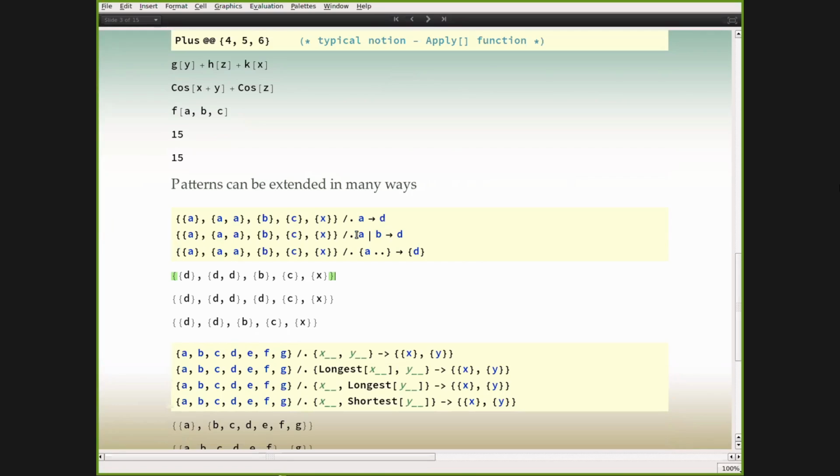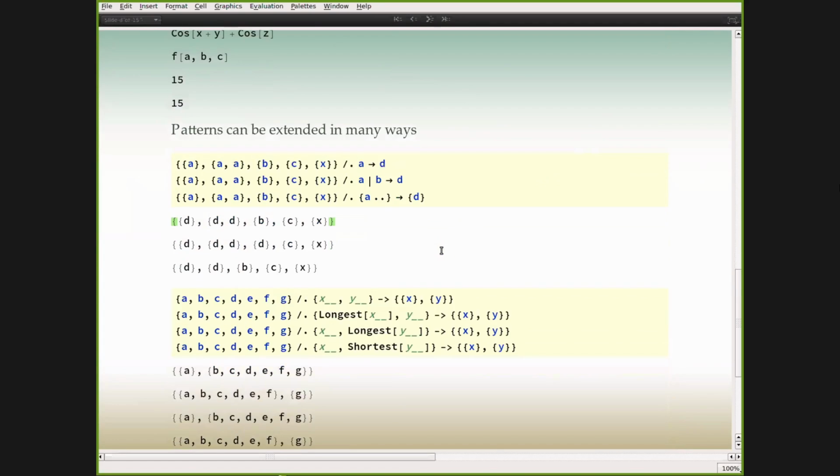Let's see, I can have alternate patterns. I can say that A or B should be changed to D, or I can say that A, one or more A's, should be changed to D. Any number of A's which will appear here will be changed to D. So as you can see, I can just provide the patterns.